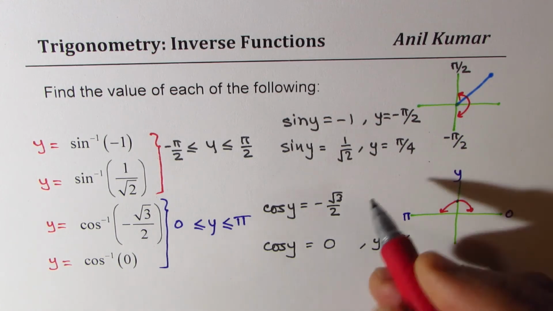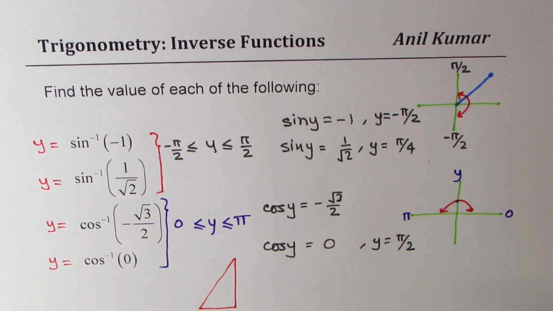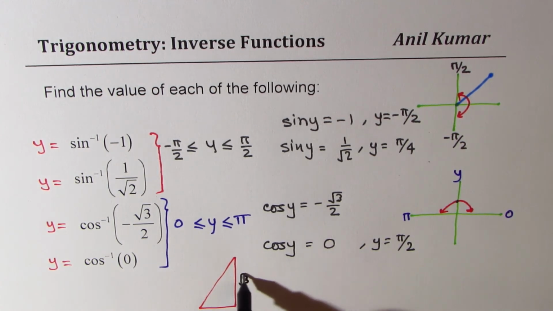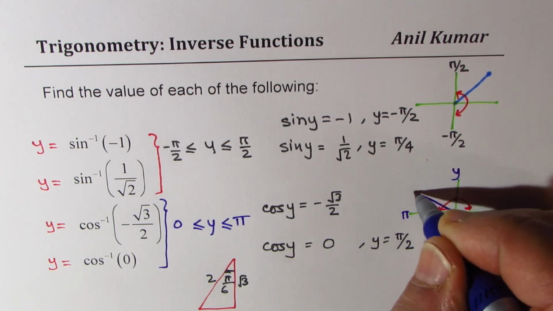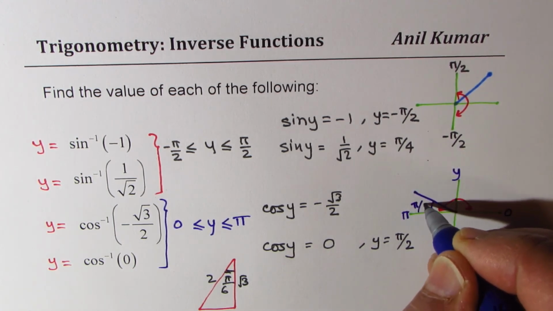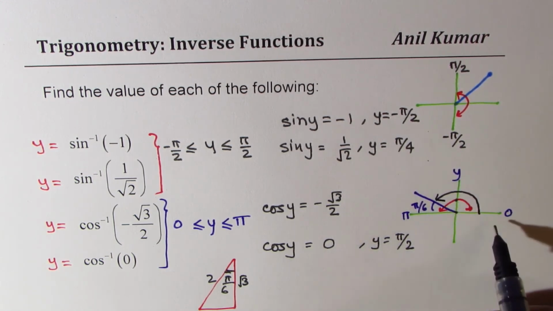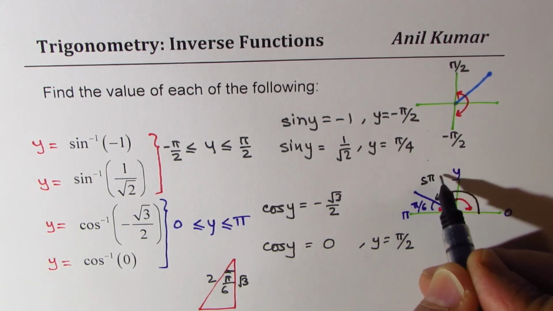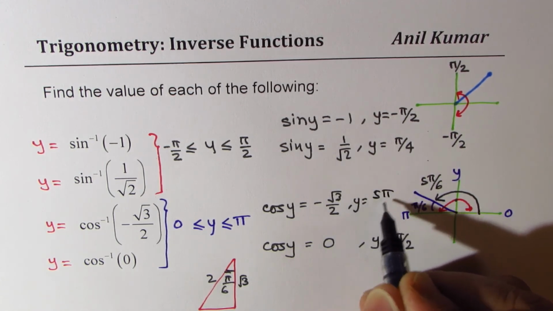So you could take help of your special triangle. Let me sketch one here again for you. Square root 3 means we are looking for this side, and 2. So that is the angle for cos, which is pi by 6. Correct? So pi by 6 is the acute angle. So the solution is like this, where this angle is pi by 6, or the angle which we are considering between 0 to pi is 5 pi by 6. So the answer here is y equals 5 pi by 6.